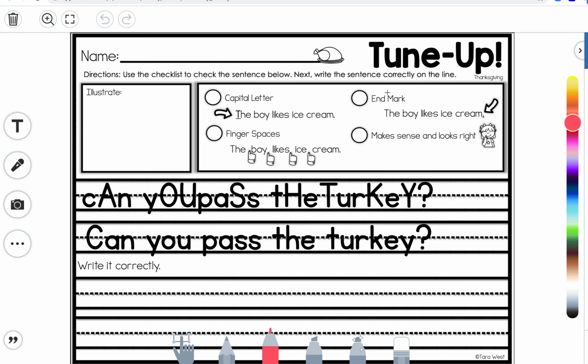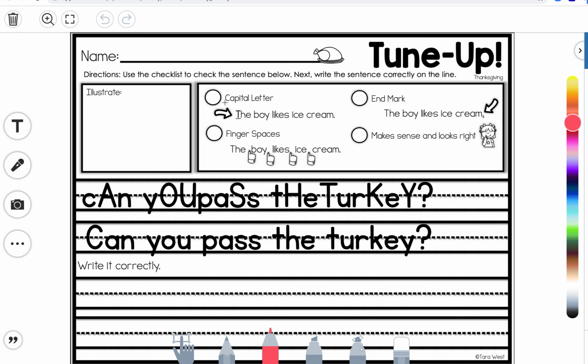Then we've got to look for an end mark. Make sure there's a period, a question mark, or an exclamation point at the end, because if we don't, it's not the end of our sentence and it looks like we're supposed to keep going. And the last thing, we have to read the sentence and make sure it makes sense and looks right. Okay? So here we go. We're going to go ahead and start.